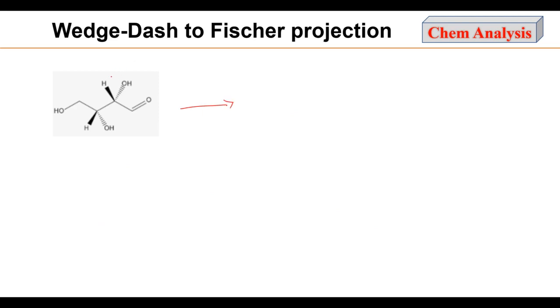Now to convert this structure from OH- to Fischer projection, first we have to see the molecule from the OH- group, that is, since here the OH- group is oriented like this, we have to see from the top of this molecule. If you see from the top side, we will see that the hydrogen atom will be on the right side and the OH group will be on the left side, and here will be CHO, that is this group.